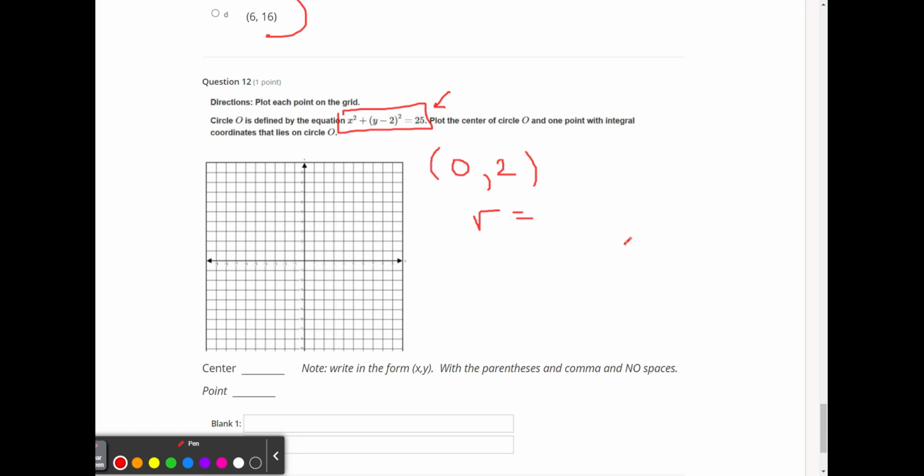Is the radius 25? Is the radius 5? Or is the radius 10? Why is it 5? Because you got to take the square root. This is r squared, so you got to take the square root. Okay. Again, plot this, figure out where the circle center is. You're going to plot 0, 2, and then you're going to plot one more point on the circle. If you know the radius is 5, you can just go 1, 2, 3, 4, 5 and put a point.